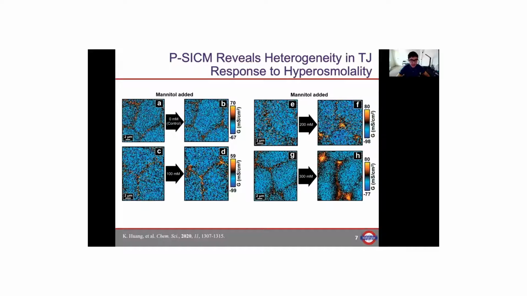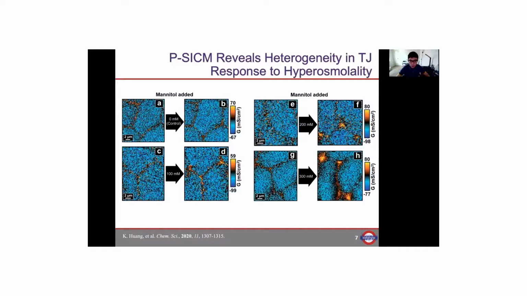So shown here is a set of PSICM conductance maps collected under different concentrations of mannitol. On the top left is the control experiment, where we did two consecutive PSI scans without changing anything. We can see that there is no obvious change between the two maps, which indicates that the tight junctions were stable during the scanning time.